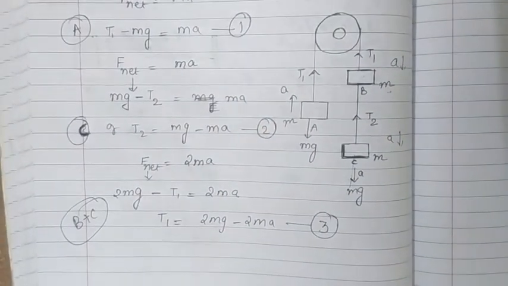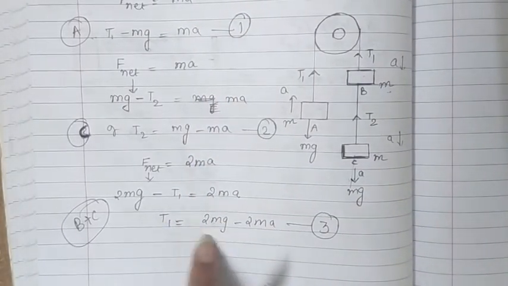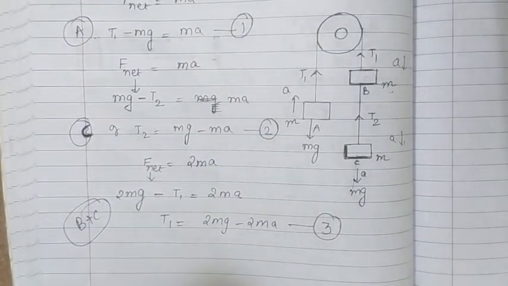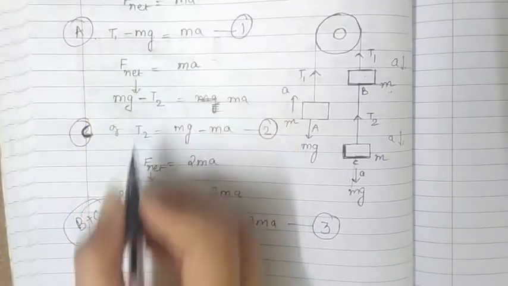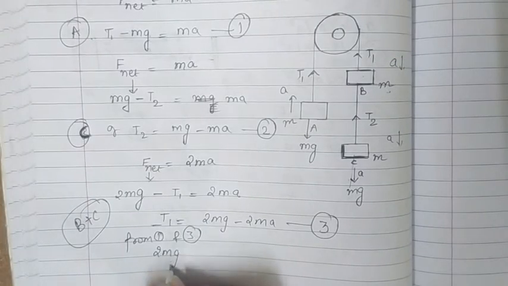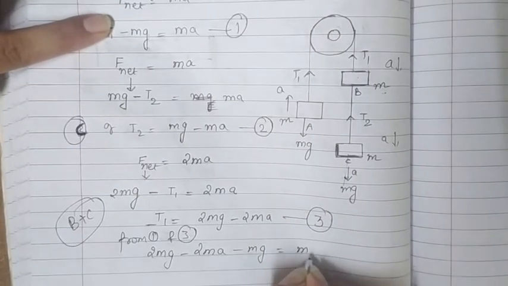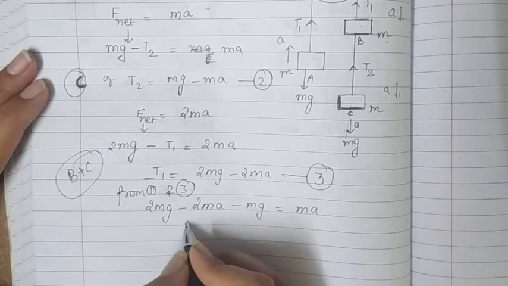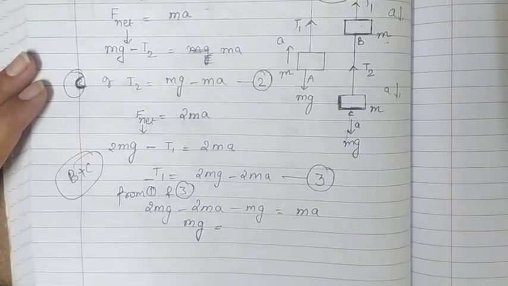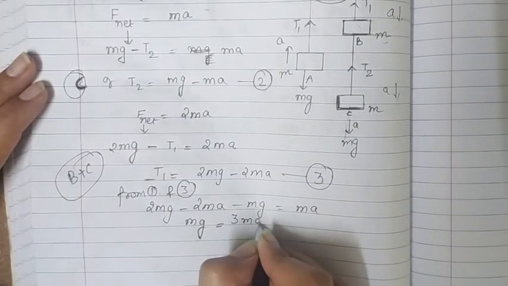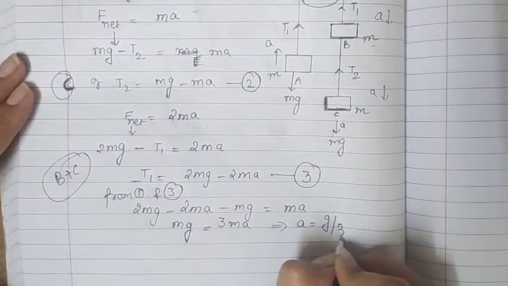For solving this, we are substituting the value of T1 from equation 3 into equation number 1. So we get 2mg minus 2ma minus mg is equal to ma, and we are solving it. So 2mg minus mg is mg, which is equal to ma plus 2ma, that is 3ma. The acceleration we get from here is mg upon 3m, that means g upon 3.